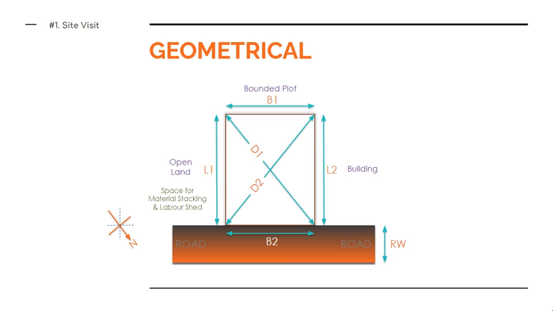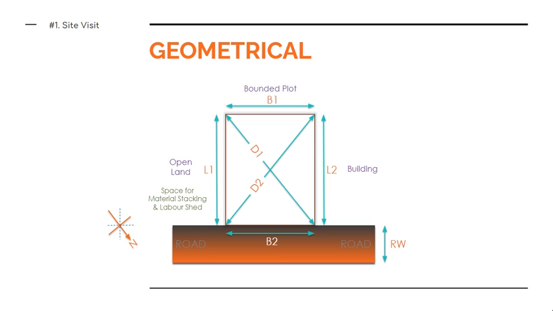So next, mention what is in the surroundings. Like in the open land, there is a bounded plot on the back side, rear side, and on the left hand side is a building. Also mention the space for material stacking and labor shed. Also take the road width as well. This is also very important because this will help you in building approval.